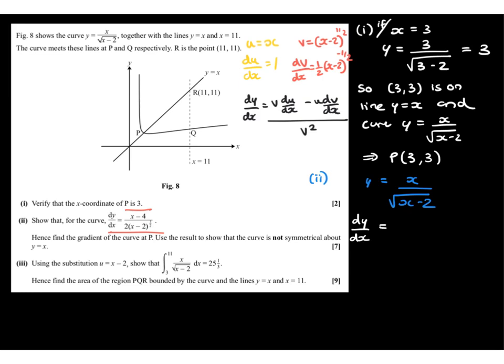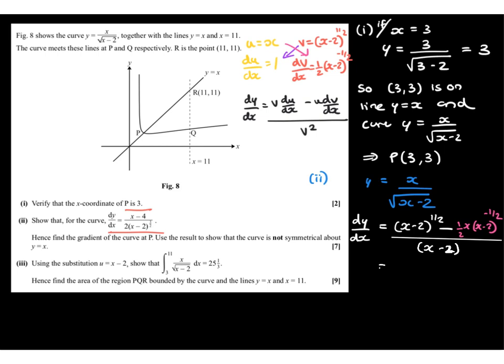So v multiplied by du by dx, first of all, just gives me x minus 2 to the power of a half. Subtract from that u multiplied by dv by dx, which gives me a half x minus 2 to the negative a half. And this is all divided by v squared, which is x minus 2, because when you square something that's at a power of a half, you just get a power of 1.